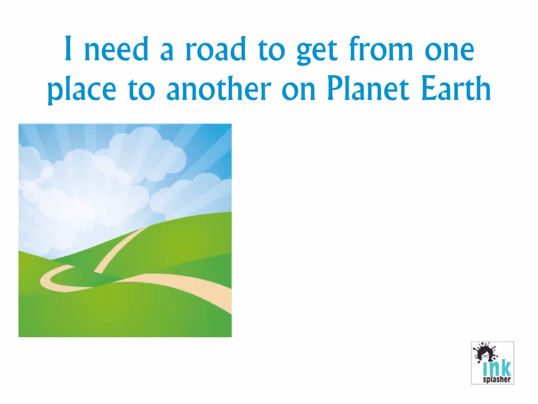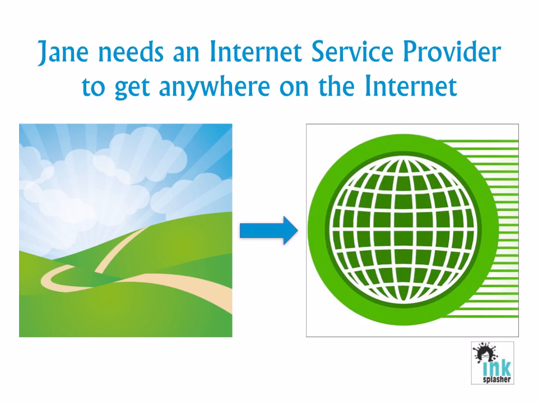On Earth, I need a road or some type of path to get from my home to someplace else. These paths connect me to other places in the world around me. On the Internet, Jane also needs a road or some type of path to get from one place to another. This path is provided by an Internet Service Provider, or ISP. Jane's ISP company will set her up with the cables and routers needed to connect her computer or device to the Internet.